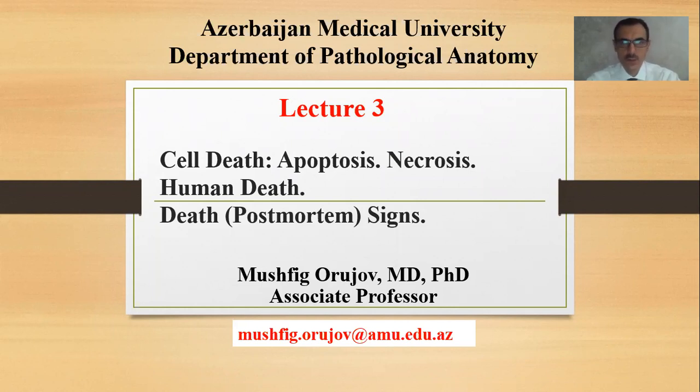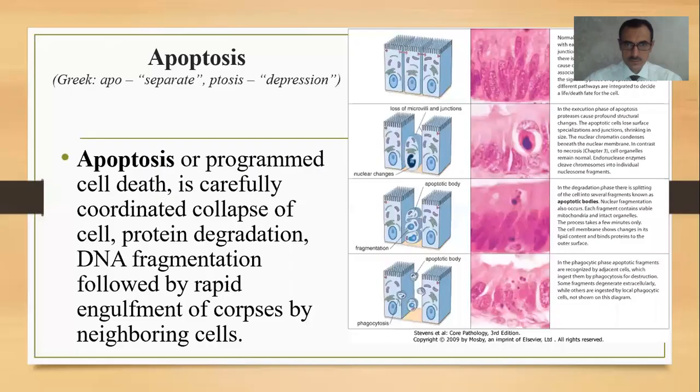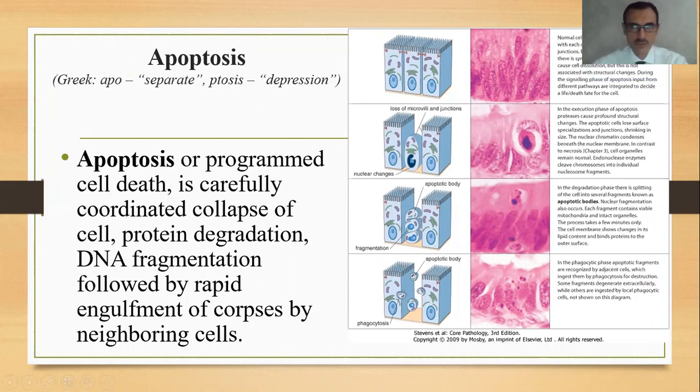Today is our third lecture, and the topic of today's lecture is apoptosis, necrosis, death of human, and death science, or the post-mortem science. Apoptosis. As you know, there are two types of cell death, apoptosis and necrosis.